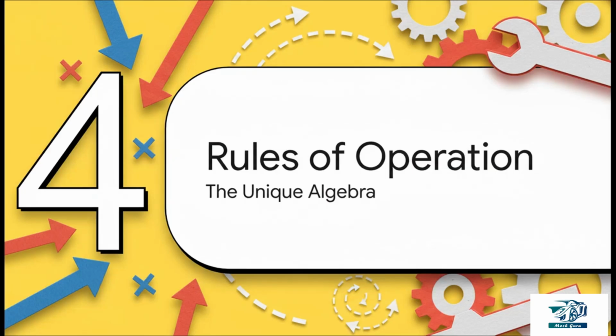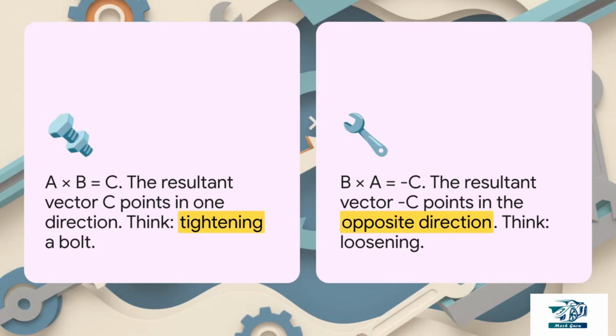All right, on to section 4, the rules of operation. Now, the cross product plays by its own set of rules, its own unique algebra, and it's a little different from the normal math you're used to. Okay, this is probably the single most important rule to remember. Order matters a lot. In regular math, 2 times 3 is the same as 3 times 2, right? Not here. A cross B gives you vector C. Let's say that's tightening the bolt. If you flip the order to B cross A, you get negative C. And that's not just a math quirk, it's reality. You've literally reversed the operation. Now you're loosening the bolt.